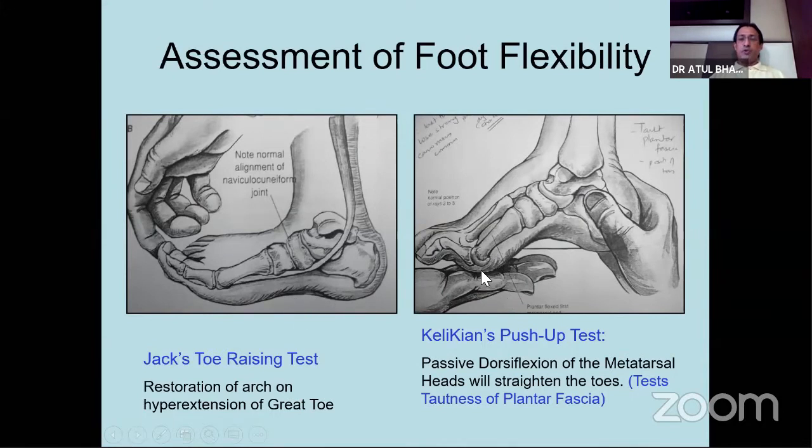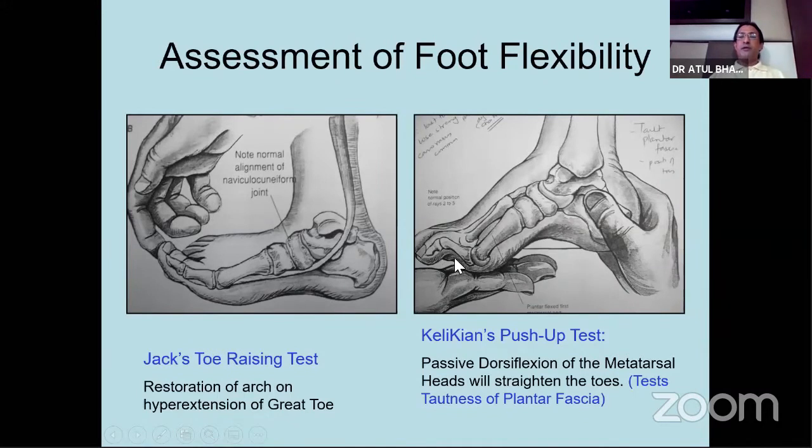Similarly, when you push on the toes upwards, what is called the Coleman push-up test. It tells you whether the deformity is flexible or rigid, because in cavus foot, when you push on the metatarsal heads, the toes will become straight. And that tells you about tautness of the plantar fascia as well as the intrinsics. And if it's a flexible deformity, commonly it can be braced, or you can treat them with tendon transfers. You don't need interphalangeal fusion.